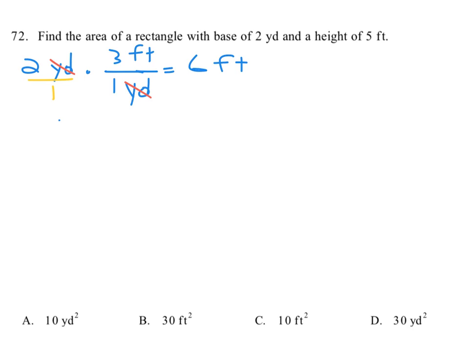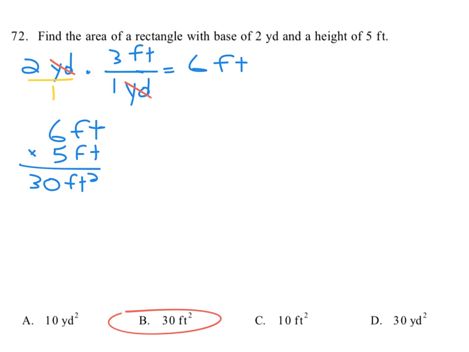So if we said 6 feet times the 5 feet that they had given us as the other measure for the height, 6 times 5 is 30, and feet times feet is feet squared. And then when you look, you can actually see that they did give us that as an answer.